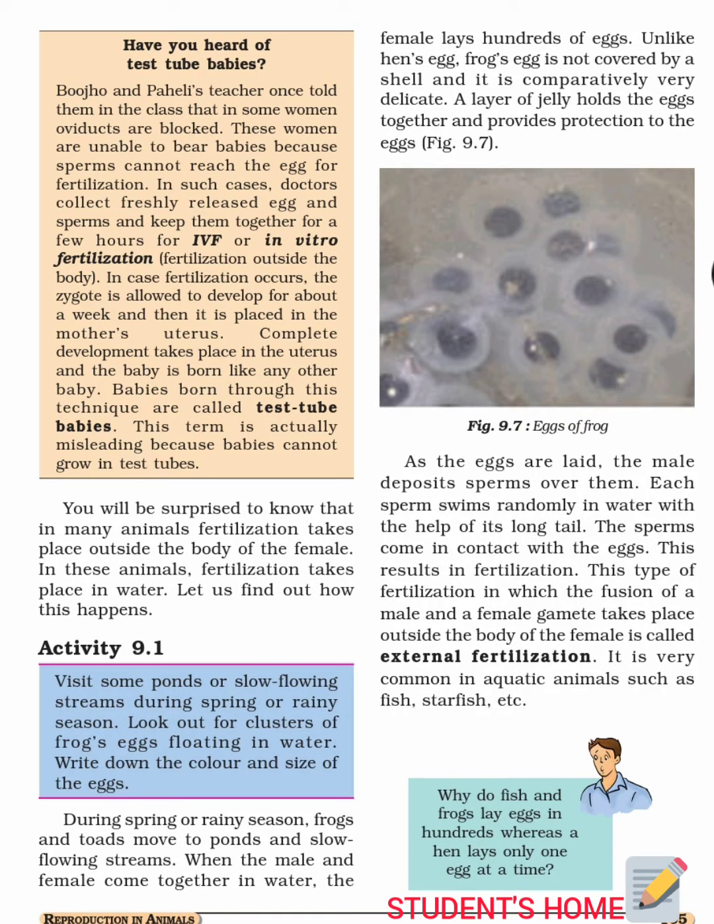This results in fertilization. This type of fertilization, in which the fusion of a male and a female gamete takes place outside the body of the female, is called external fertilization. It is very common in aquatic animals such as fish, starfish, etc.